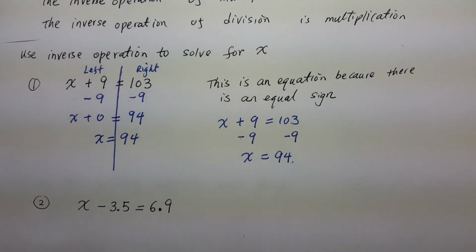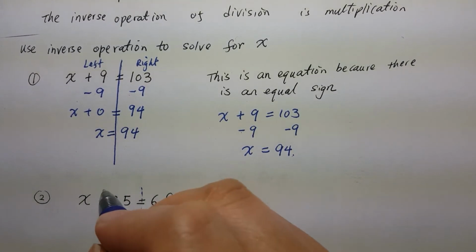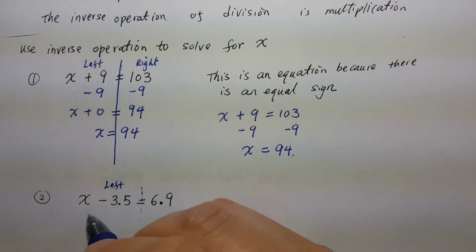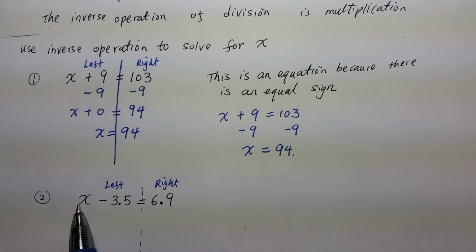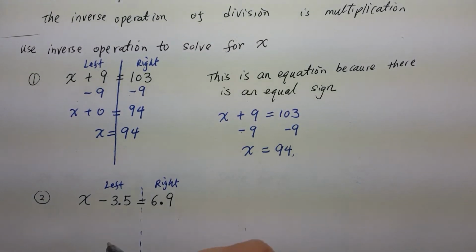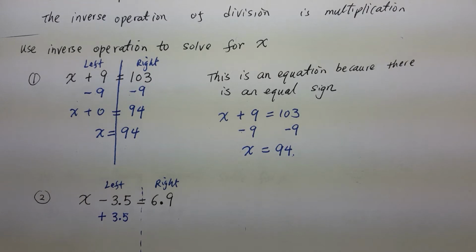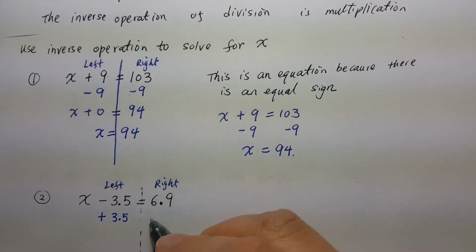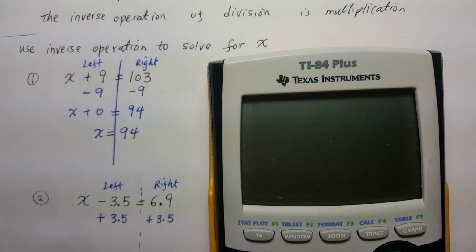Now let's take a look at number 2. This is the middle of the equation. On the left, we have x minus 3.5. So we want to keep the x and we want to make the minus 3.5 disappear. Minus, so we do plus. So we do plus 3.5 on the left. And to balance, we have to do the same thing to the right. So plus 3.5. Now let's see how the minus 3.5 disappear.